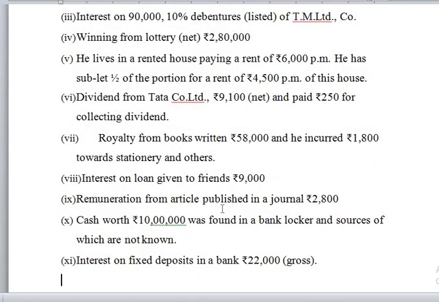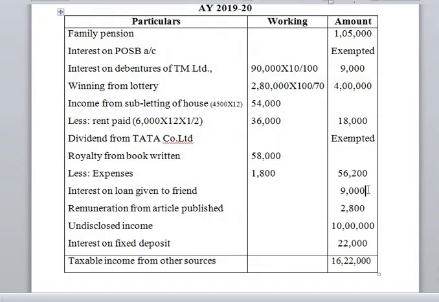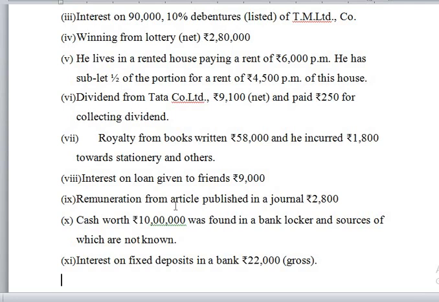Then next, interest on loan given to friends, rupees 9,000. It is taxable under income from other sources. A remuneration from an article published in a journal is also taxable under income from other sources.